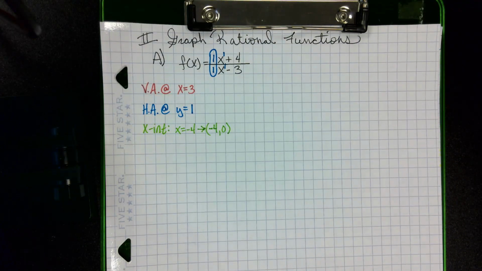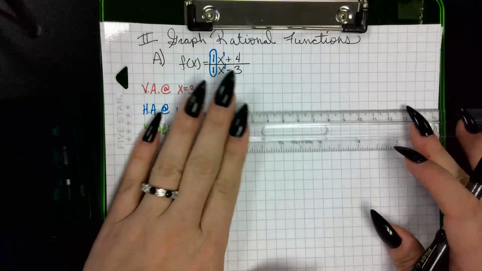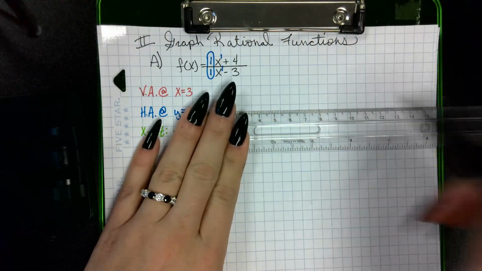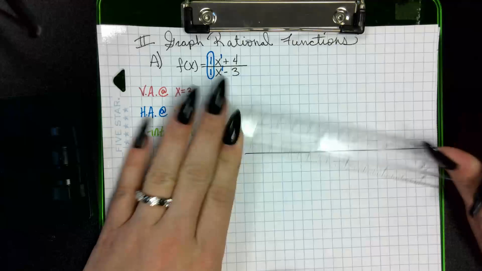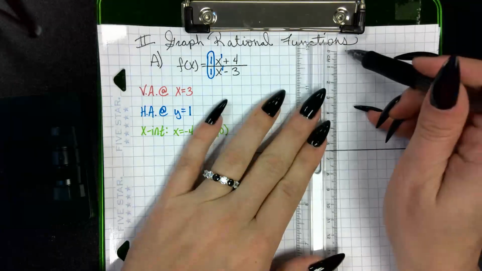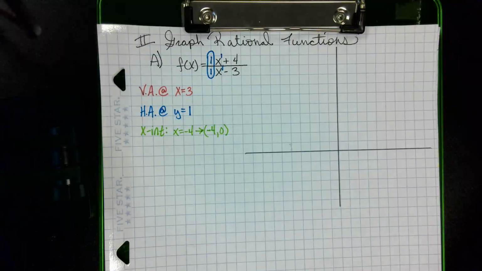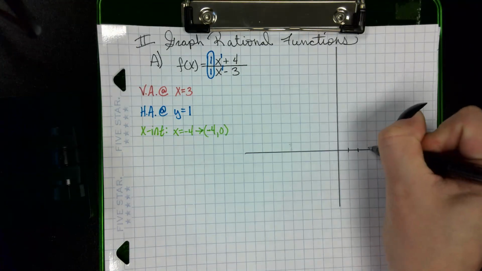All right, so I did step 1, 2, and 3. Now I can set up my paper to graph. I'm going to need an x-axis, and I'm going to need a y-axis. And you should be making nice, neat graphs with rulers. There's rulers over there on top of the filing cabinet. The vertical asymptote is at 3. So 3 is 1, 2, 3.